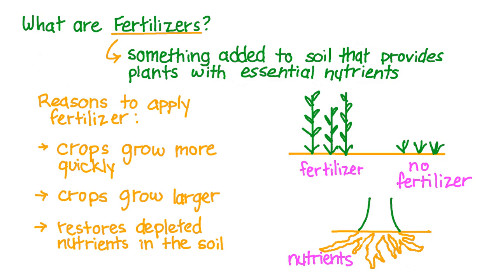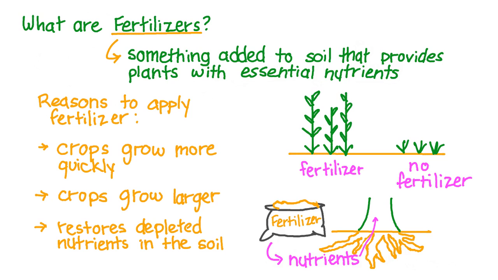Another thing that fertilizer can help with has to do with the nutrients in the soil. Since these are nutrients that are essential for plant growth, plants will absorb them from the soil over time. So if we grow plants in the same area over and over again, eventually those plants will remove all of the nutrients from the soil, and the soil will be depleted. Applying fertilizer to areas where these nutrients have been depleted can restore those nutrients to the soil.